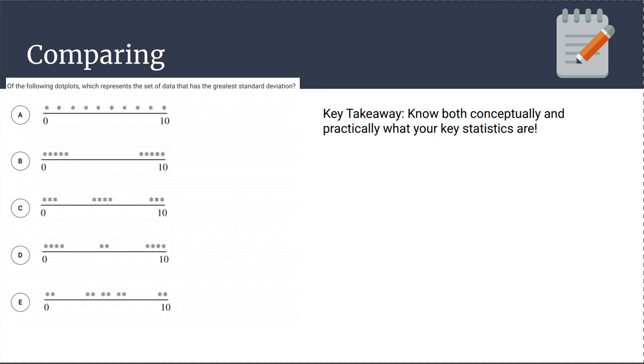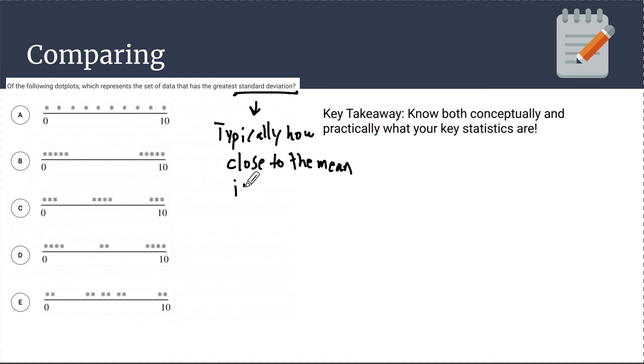All right. Of the following dot plots, which represents the set of data with the greatest standard deviation? This is why it's really important to have a good grasp of the different pieces of vocabulary and what they mean, both conceptually and practically. So do you know how to find it, but then also do you know what it means? And this is a good reminder that standard deviation is a measure of typically how close to the mean is the data. All right, and standard deviation goes along with the mean.